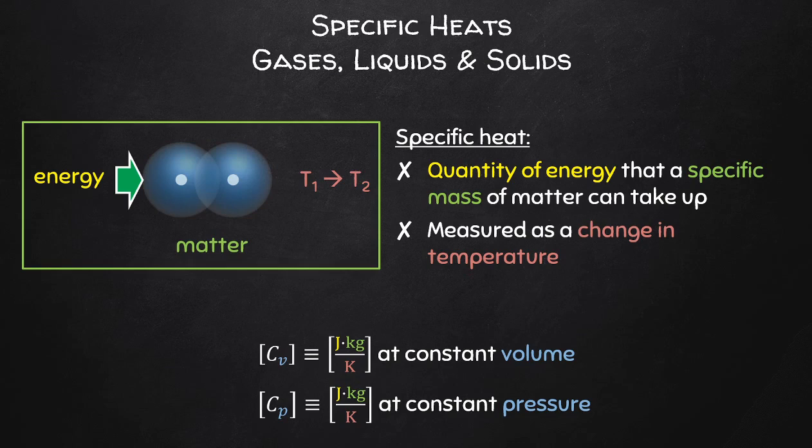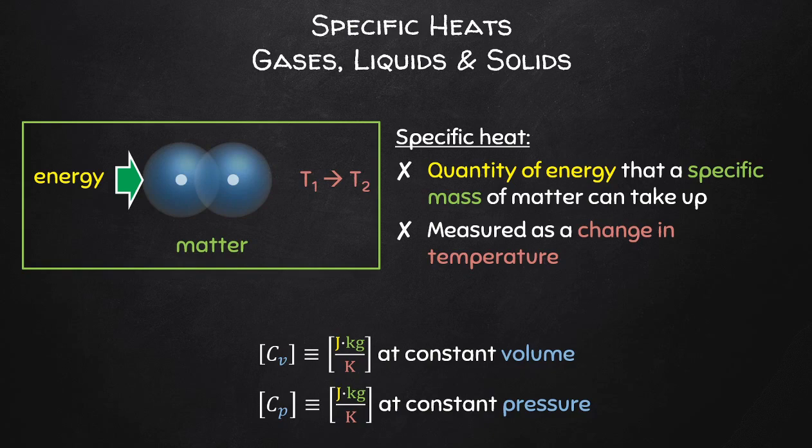Okay. So note that we can add this quantity of energy to a system that is either at constant pressure or at constant volume. And for gases, this will matter a lot. Usually Cp is much greater than Cv, but obviously it depends on the substance. But in general, Cp is always going to be greater than Cv.